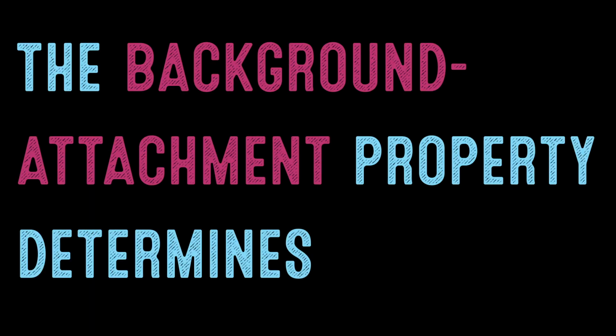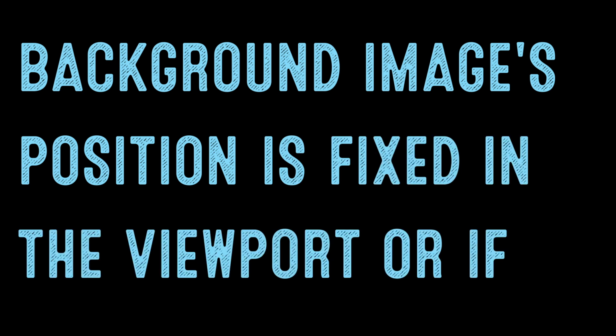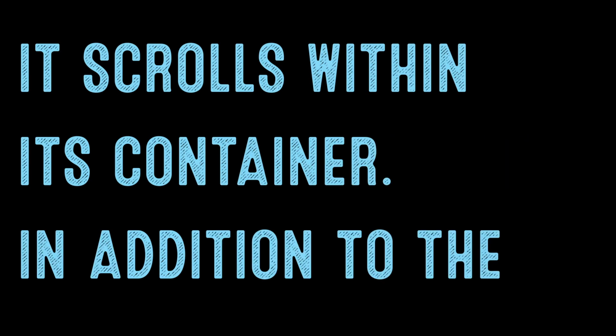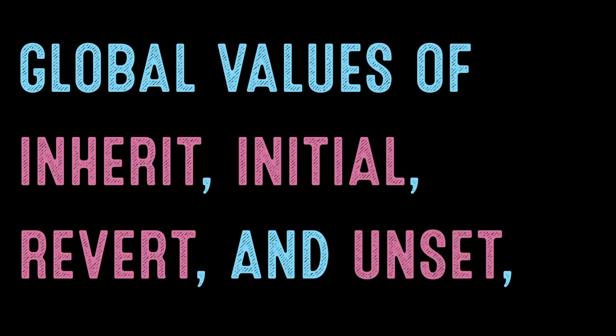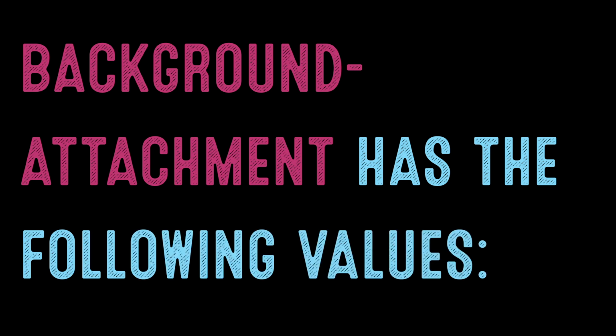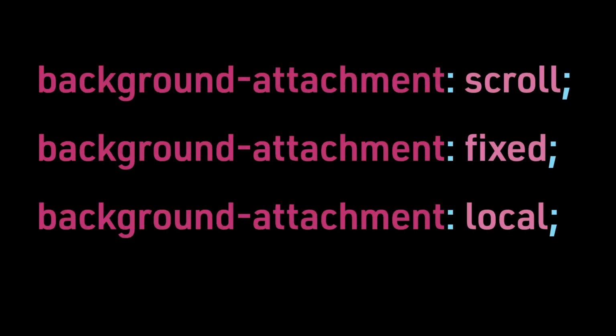The daily code snippet. The background attachment property determines if a background image's position is fixed in the viewport or if it scrolls within its container. In addition to the global values of inherit, initial, revert, and unset, background attachment has the following values: background attachment scroll, background attachment fixed, and background attachment local.